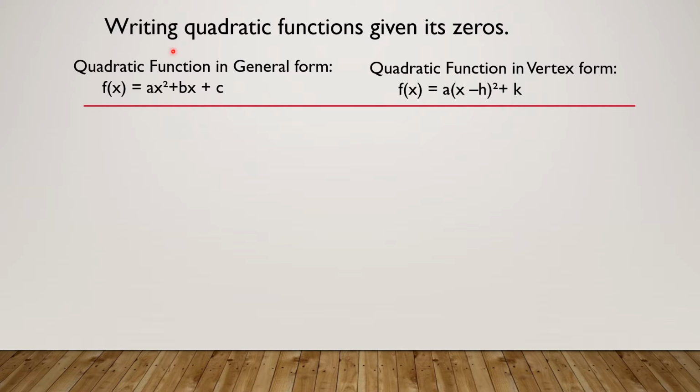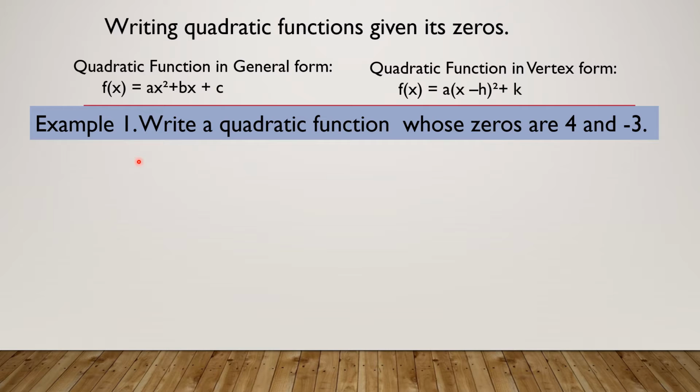So now, writing quadratic functions given its zeros. What do we mean by zeros? When we say zeros, these are the values of x that we get when we solve the quadratic function. In your previous lesson about quadratic equations, you solved for the value of x, and you called those roots. Find the roots of the quadratic equation. So here in the quadratic function, the values of x are called zeros.